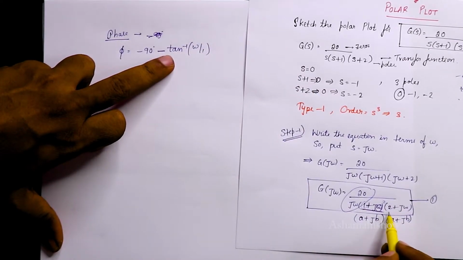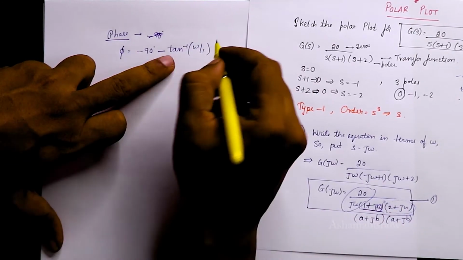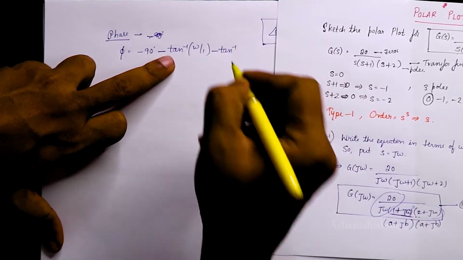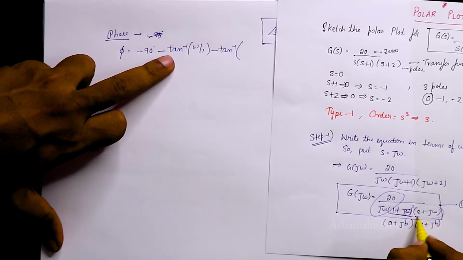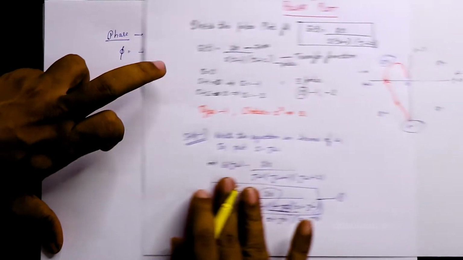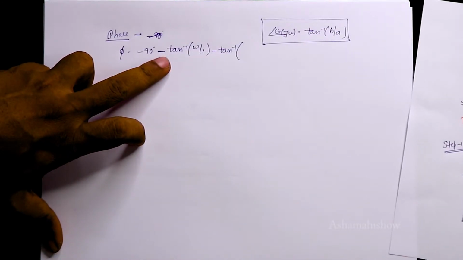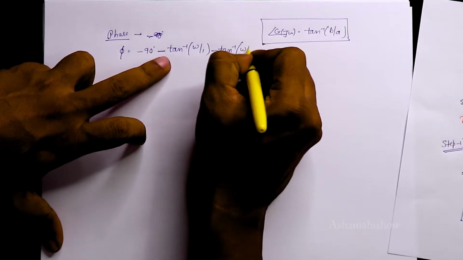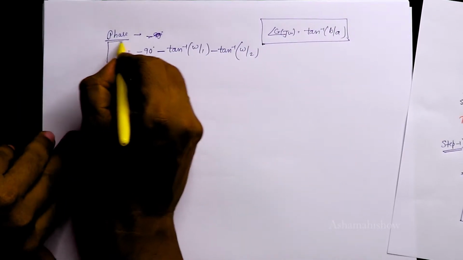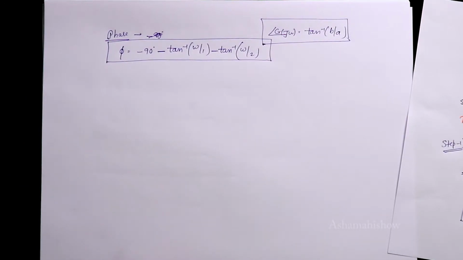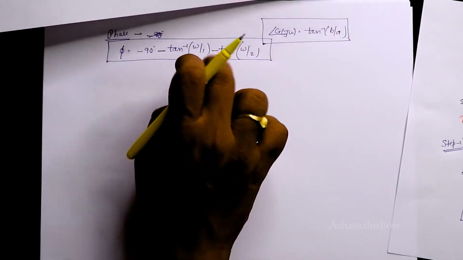Now this term is again in the denominator, so it is minus, and we don't have any square, so it is simply tan inverse b by a. What is b here? In the a plus jb format, b is omega and a is 2, so b by a will become omega by 2. So this is the phase. Now we got the magnitude and we got the phase together.